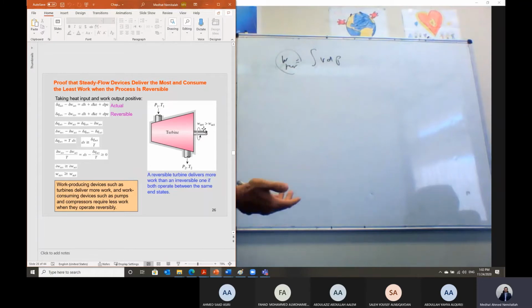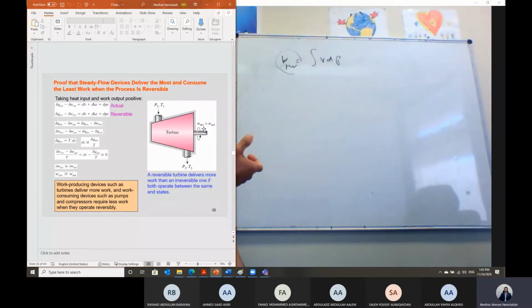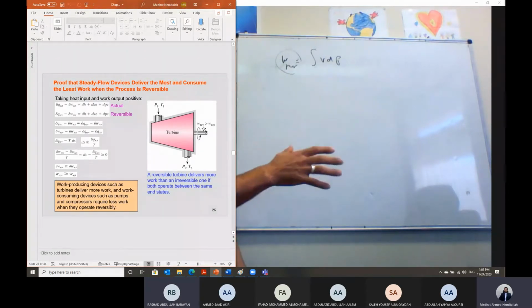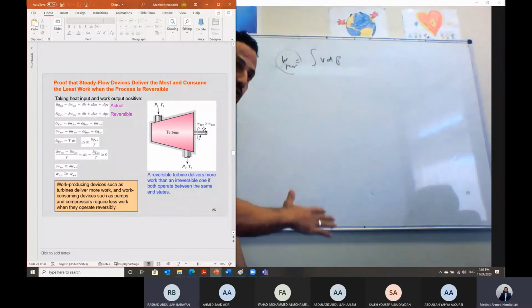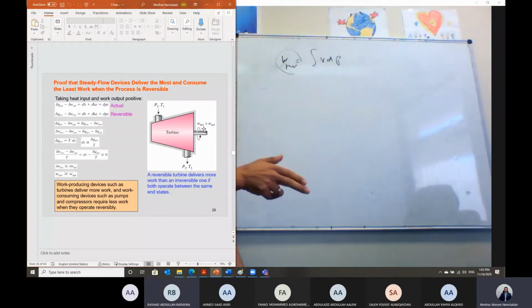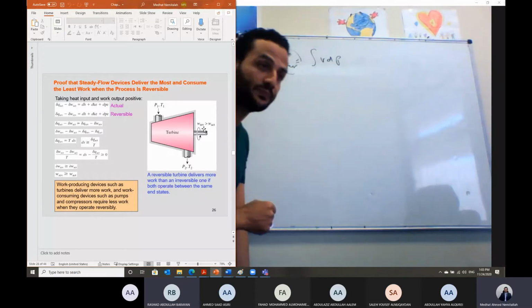So what if this device is a work-consuming device like a compressor? The compressor is consuming work. We have an electric motor, usually running a shaft, and this shaft drives the blades of the compressor so that it can take the gases and compress them to a higher pressure. So the input power to the compressor is mechanical shaft power. It consumes work. But if this compressor is reversible, then the input work will be minimum or maximum?